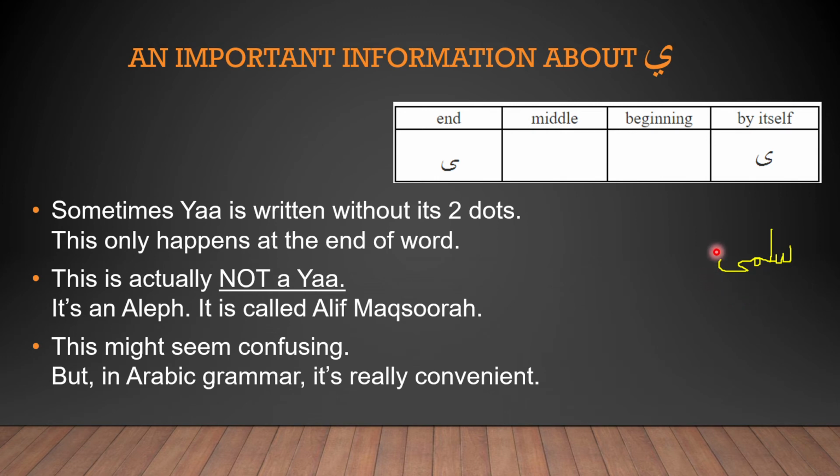Why? Because this ya doesn't have dots, and this can only happen at the end of the word. Can you notice this is at the end? It's not at the beginning, it's not in the middle, it just happens at the end of the word, okay? So we need to keep in mind that when ya doesn't have two dots below it, it's actually Alif Maksura, and it's pronounced like alif. It's not Salmi, it's Salma.